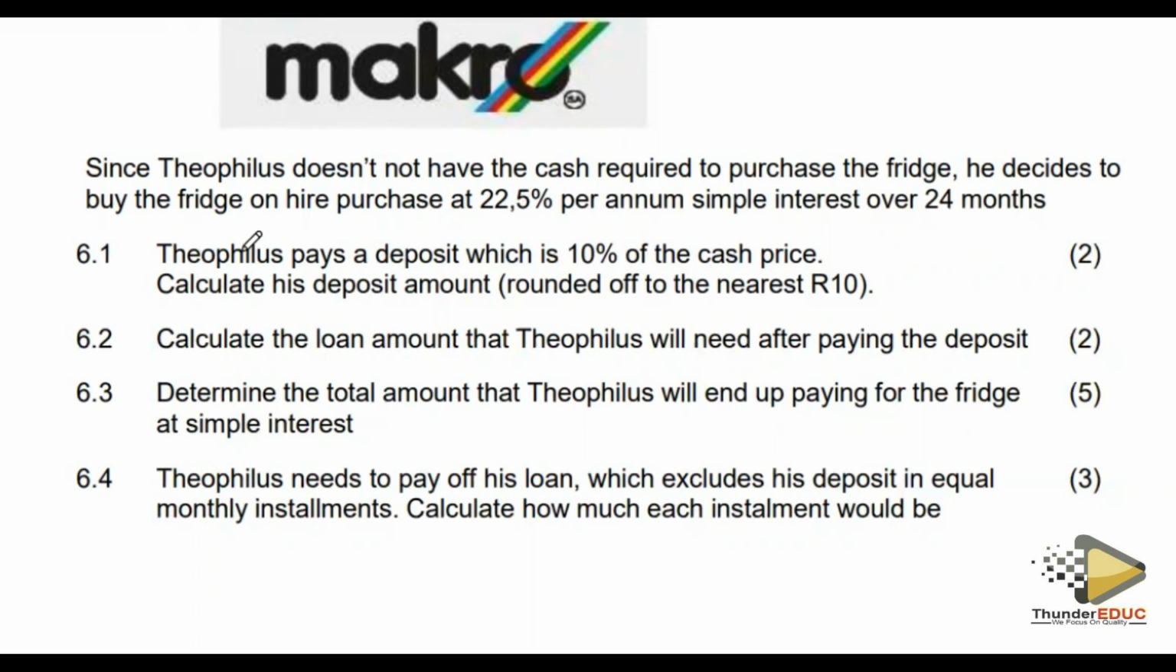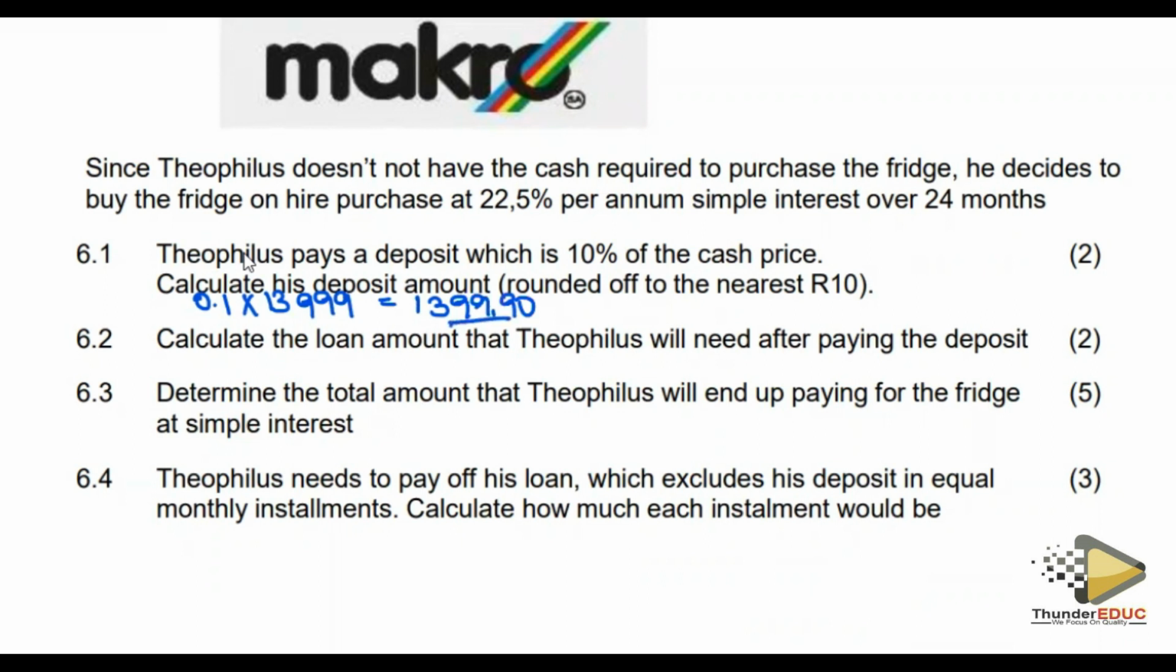Calculate the deposit amount. Now, here we shall take 10%, which is the same as 0.1 times 13,999. And let's see what answer we get. 1,399.90 cents. This is the deposit that was required.